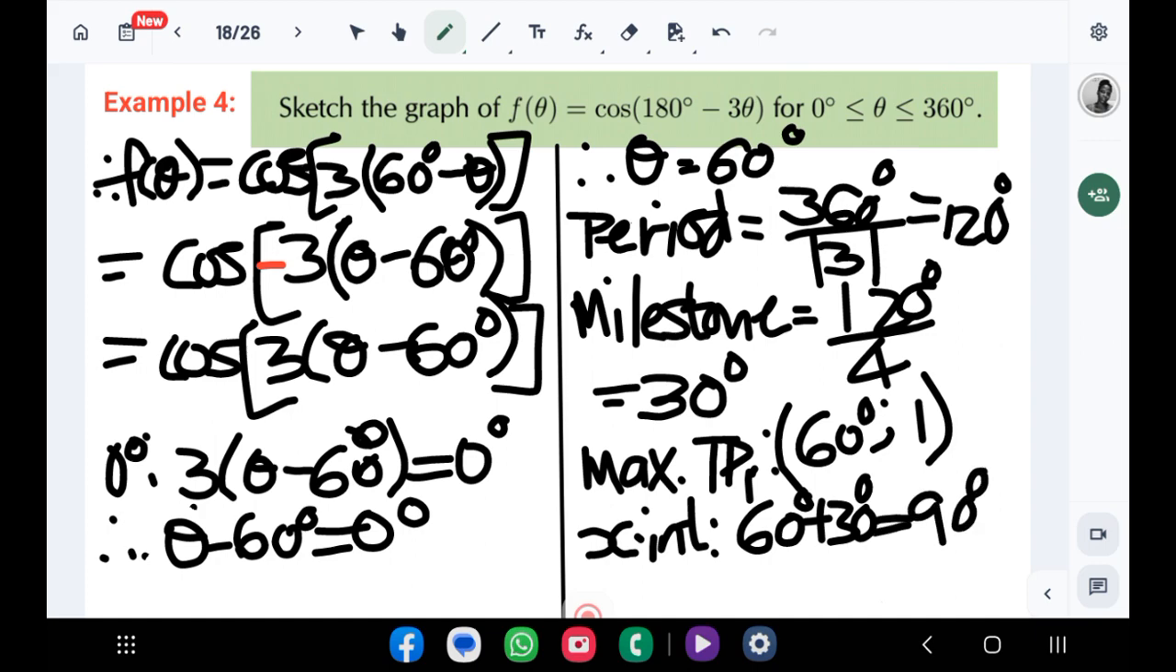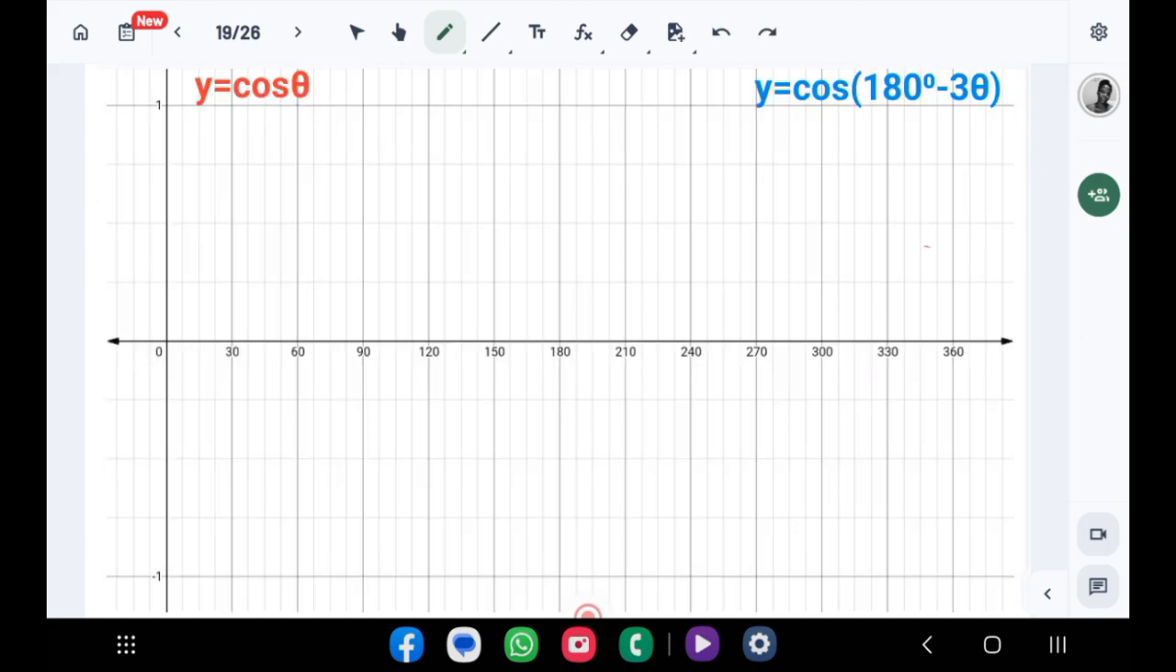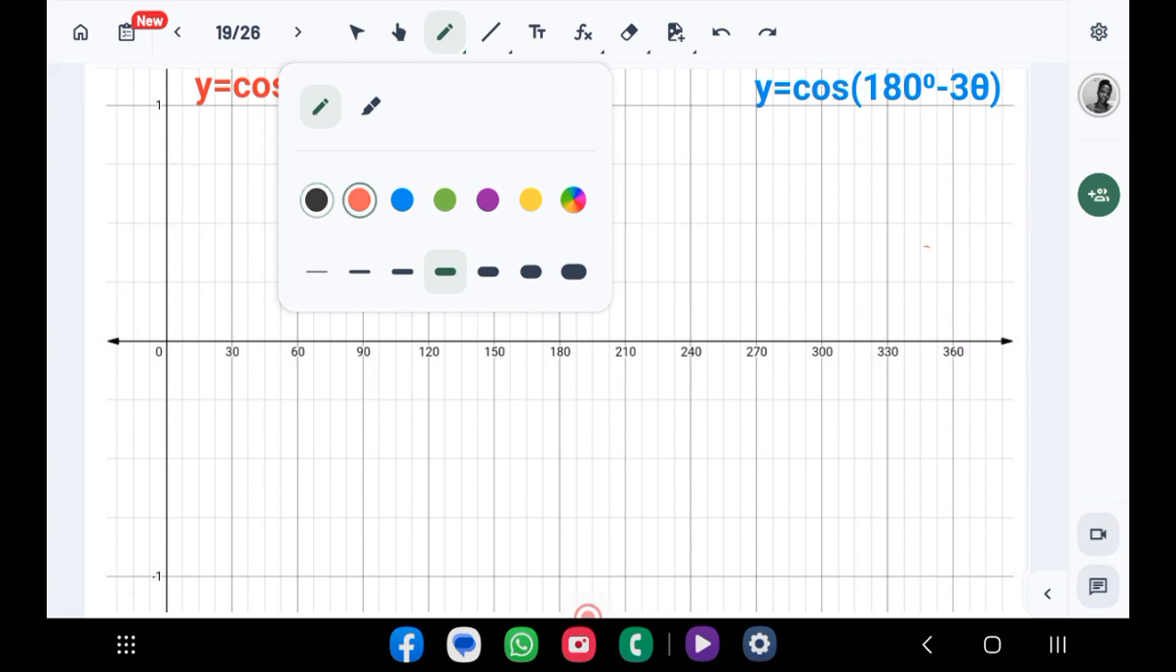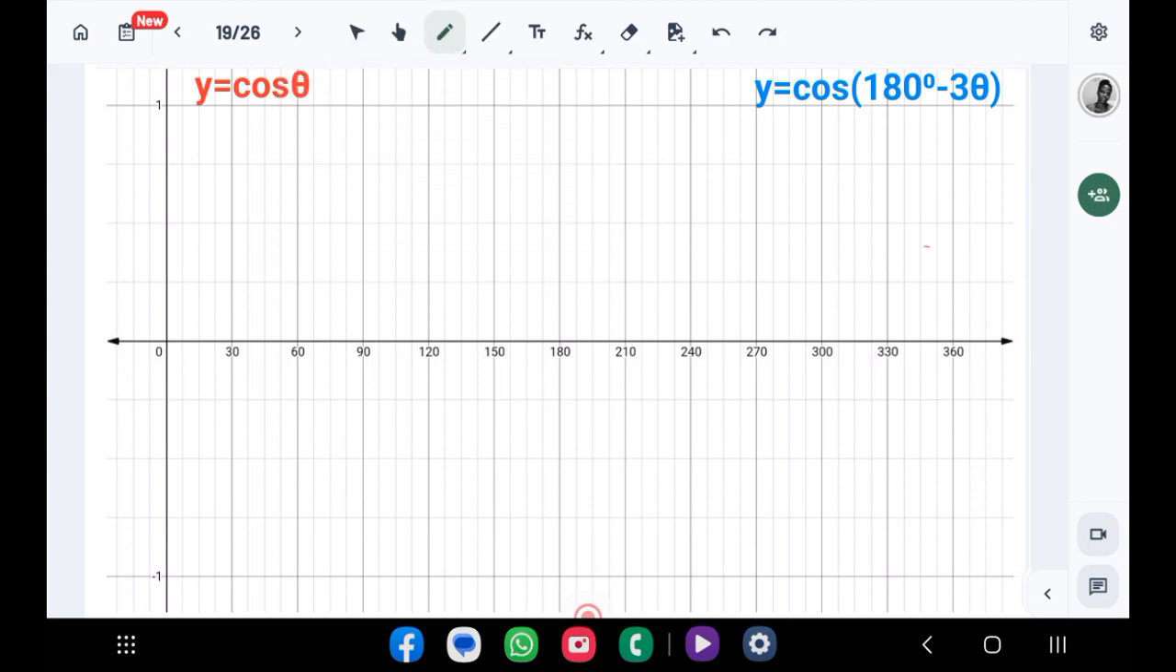To find the rest, we just add 30 degrees. So let's first plot the graph of the normal function, which is cos of theta. Y equals cos of theta.